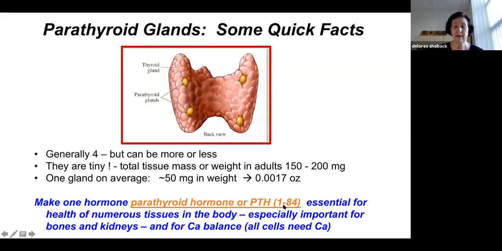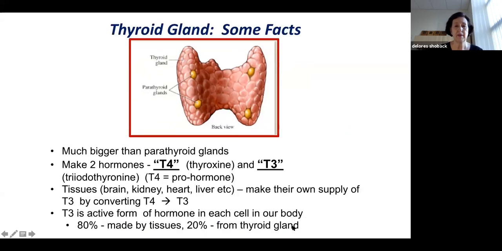So let's demystify that right off the bat. PTH is essential for the health of pretty much the entire body, but it's really important for the bones and the kidney. And it's really crucial for calcium balance. Every cell in the body needs calcium.